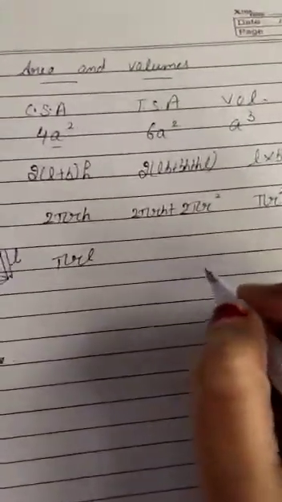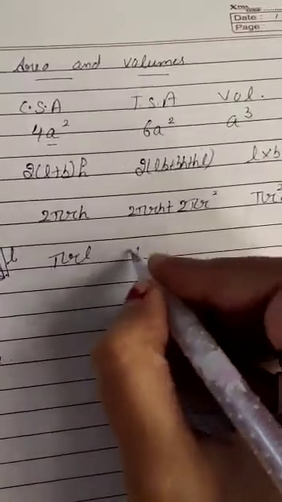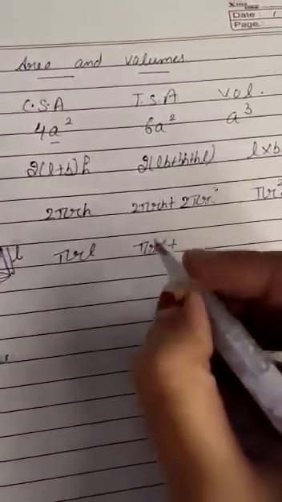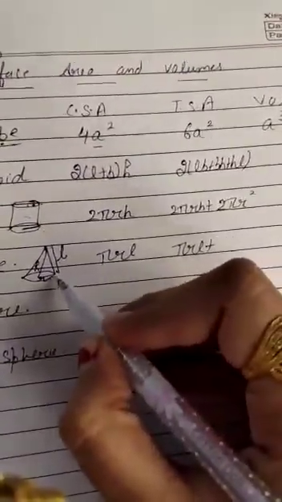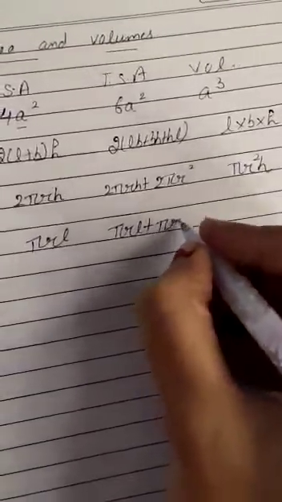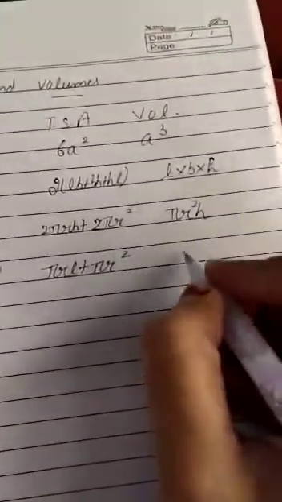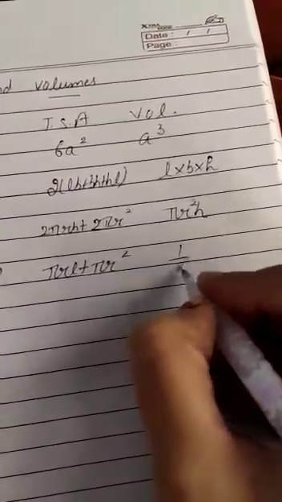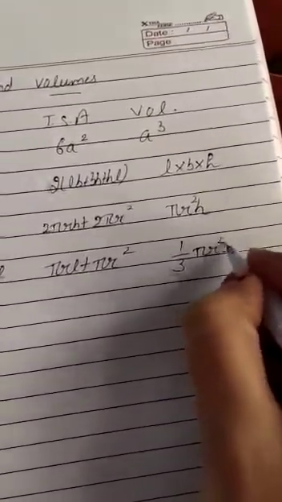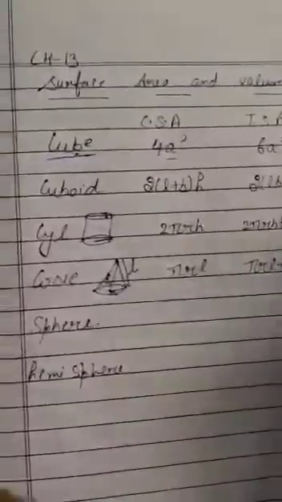Total surface area of cone is curved surface area pi r l plus area of the base. Base is a circle and circle formula is pi r square. And volume is 1/3 of the volume of cylinder, 1/3 pi r square h.